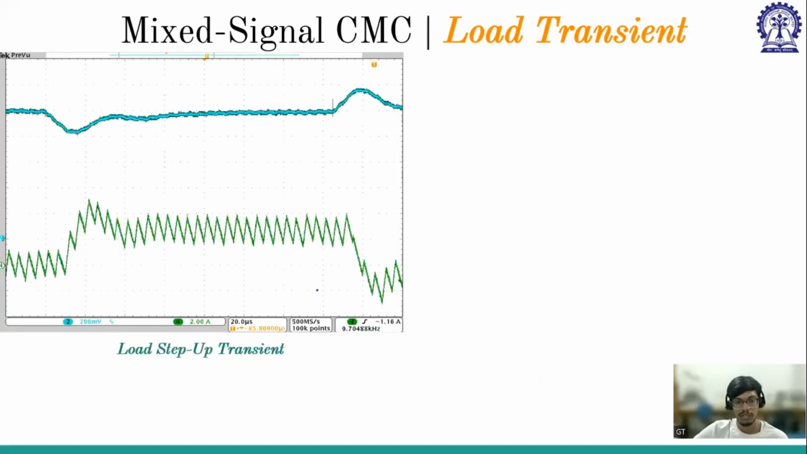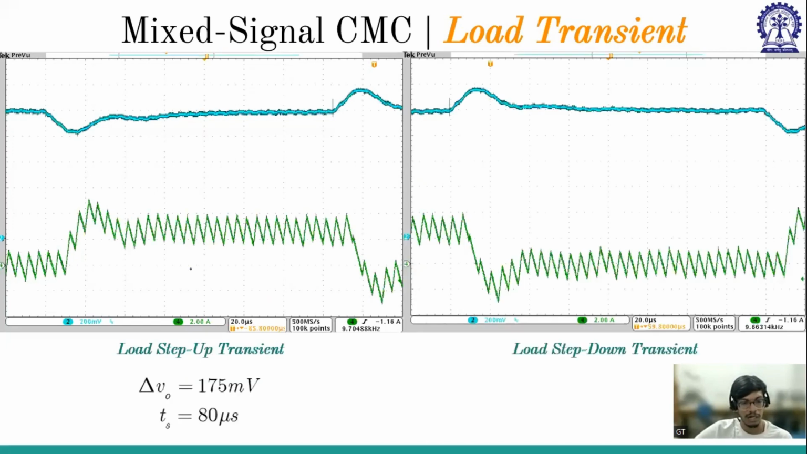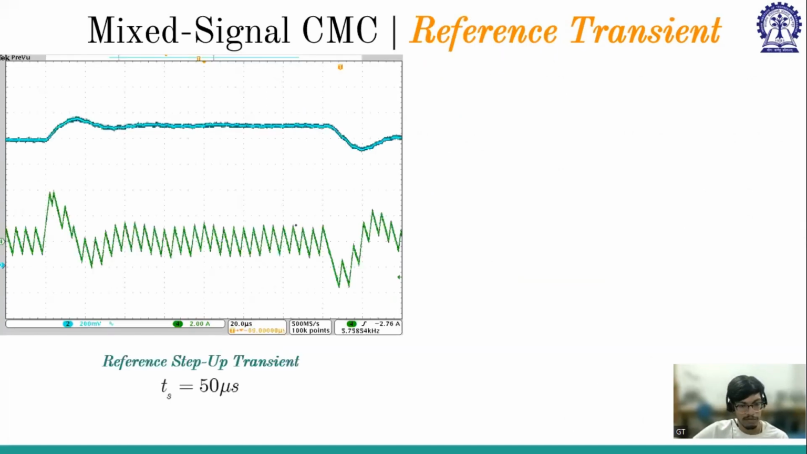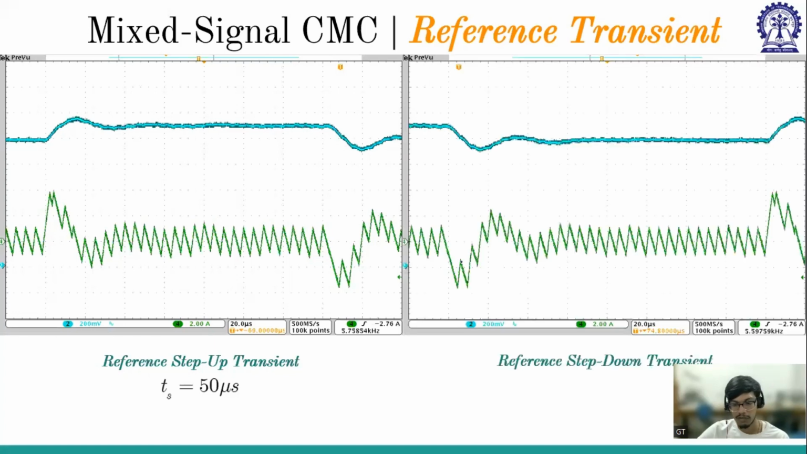Coming to the hardware results, one is the load step up transient, where delta V naught is 175 millivolt and settling time is 80 microsecond. Here also it is around 170 millivolt and 60 microsecond. For reference transient, settling time is 50 microsecond in step up transient, and for step down transient it is around 40 microsecond. So these are the results. I think Sir has already shown the live demonstration of these things, so you can go through those videos.